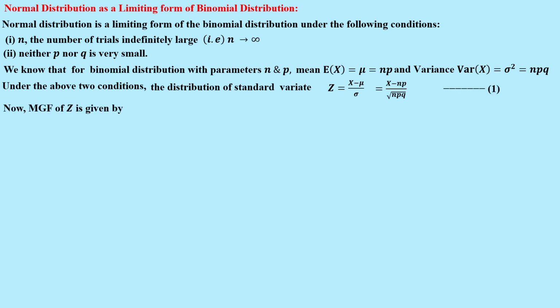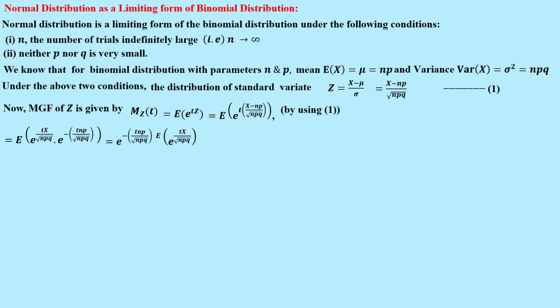Now the mgf, moment generating function of z, is given by Mz of t, which is equal to expected value of e power tz. That is the definition, right? So substituting the z value, expected value of e power t into x minus np by root npq, right? So which is equal to expected value of, we are splitting into two, first e power tx by root npq, then t into np minus t np, so the second is e power minus t np by root npq. So we are splitting that.